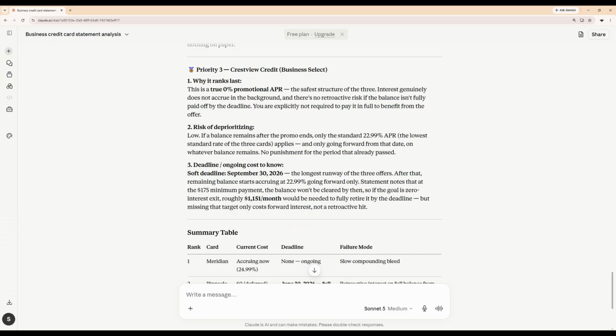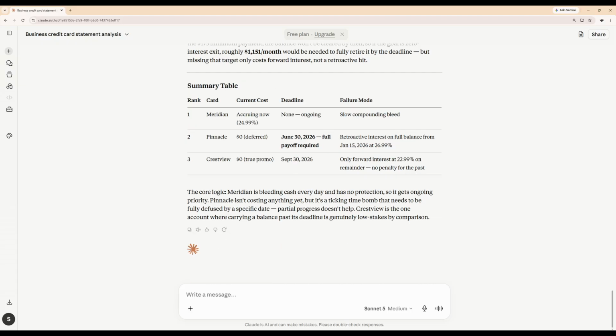Crestview is last, and it earns it. True 0%. No interest accruing anywhere, no retroactive exposure, lowest standard APR of the 3. If you can't pay everything, Crestview is the card you carry. That table is doing a lot of work. 3 cards, 3 different failure modes, all in one place. That's what Prompt 3 is going to turn into a usable schedule.